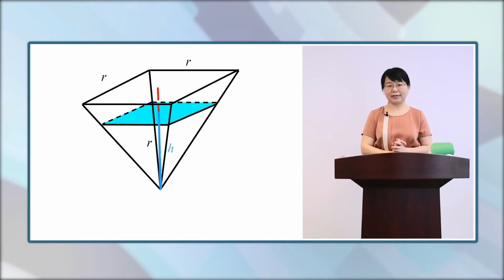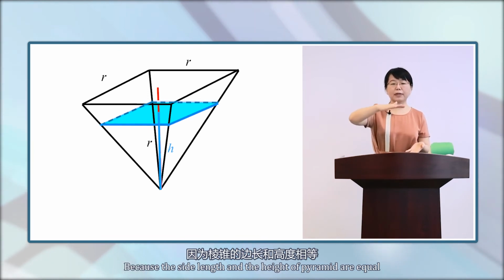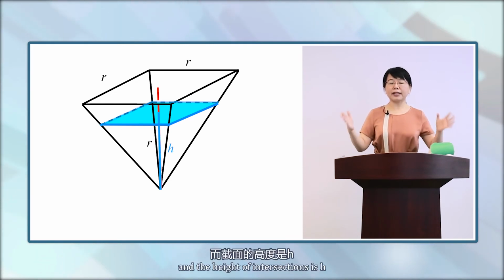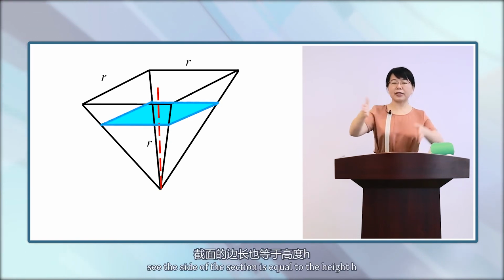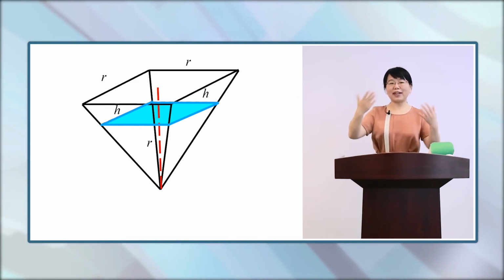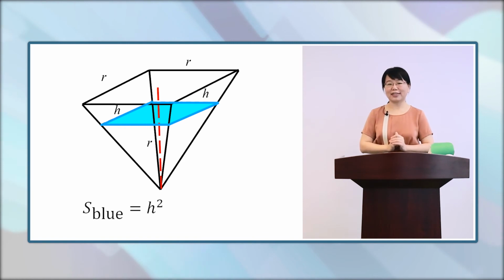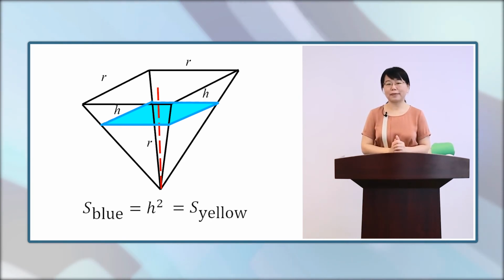Let's think about it. Because the side length and the height of the pyramid are equal, and the height of the intersection is h, we see the side of the intersection is equal to h. We find the side length of the intersection is h. So the area of the section is actually h squared. Terrific! That means the area of intersection of the pyramid is equal to the area of the L shape.